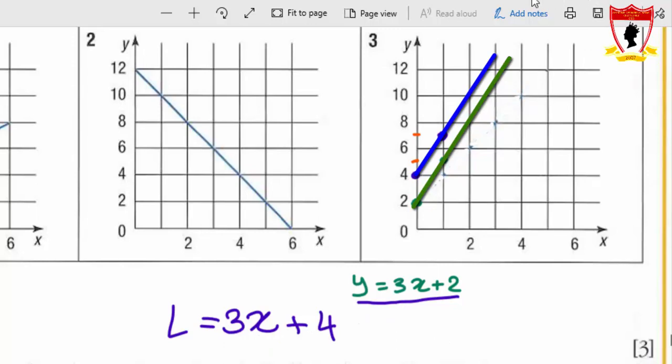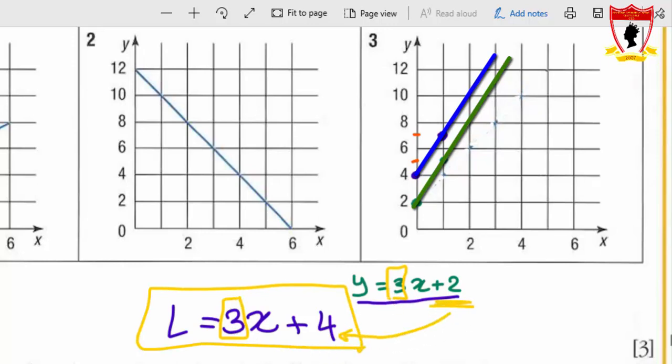These 2 equations are parallel. Why? Because they have the same gradient. That's why they are parallel. And this equation is 2 steps higher than this one because this one is plus 2, but this one is plus 4, which is 2 steps higher than 2. As you see, the lines are parallel and the equations are just like this.